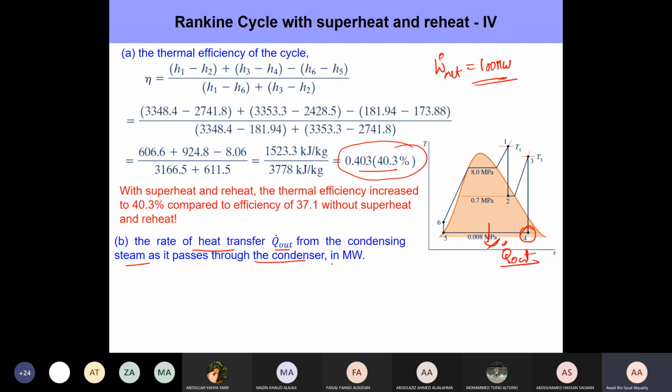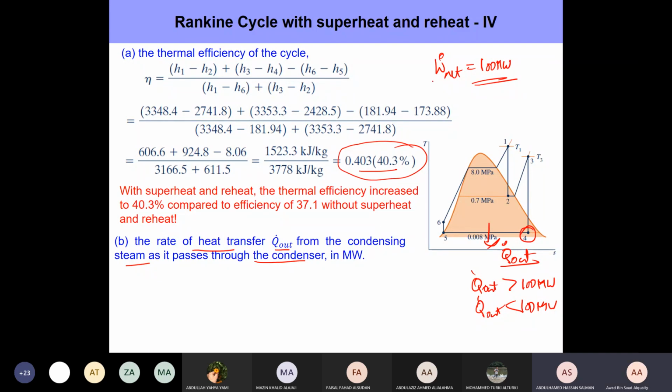Before we go ahead and calculate, can anyone make a guess what the value would be? Would Q out be greater than 100 megawatt, or would you expect it to be smaller than 100 megawatt? 100 megawatt is the network output from the cycle. I think less. Okay. What about others? Greater than. Okay. Any reason why you think it'll be greater than? Because the efficiency is lower than 50%.